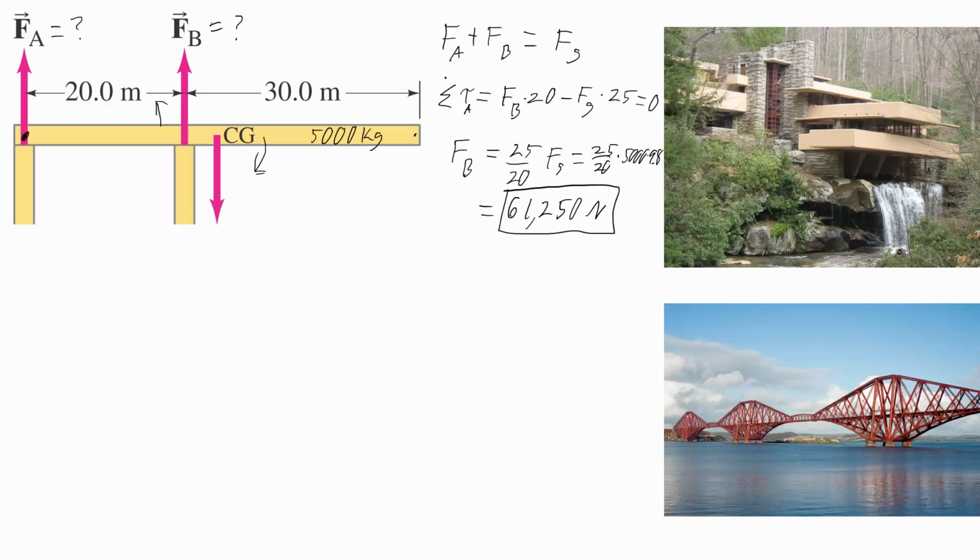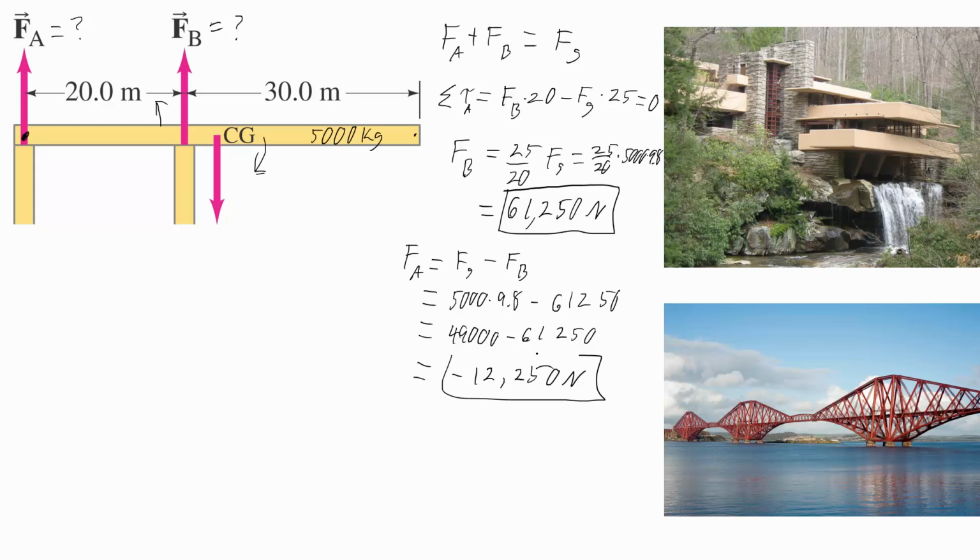And then if we plug this back into this equation here, we're going to get the force supported by A is gravity minus the force supported by B. Gravity is 5,000 times 9.8 minus 61,250. And you might have noticed this number is going to come out to be smaller than that number. This is 49,000 minus 61,250. And that gives us a force of negative 12,250.